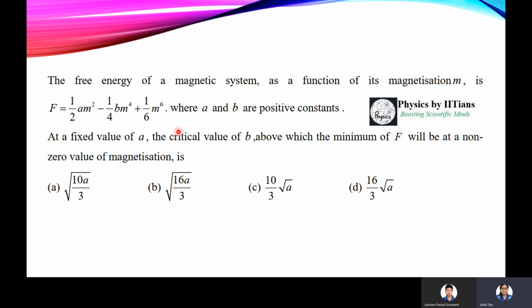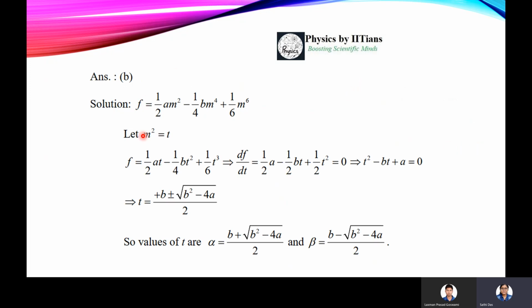First of all, understand what data have been given. This free energy F is given as a function of magnetization M, and it is given as half a m square minus 1 by 4 b m to the power 4 plus 1 by 6 m to the power 6. A, B are positive constants. Now for the critical value of B at a fixed value of A, the minimum value of F will be at a non-zero value of magnetization. So you have to find out the minimum of F. So F equals half a m square minus 1 by 4 b m to the power 4 plus 1 by 6 m to the power 6.